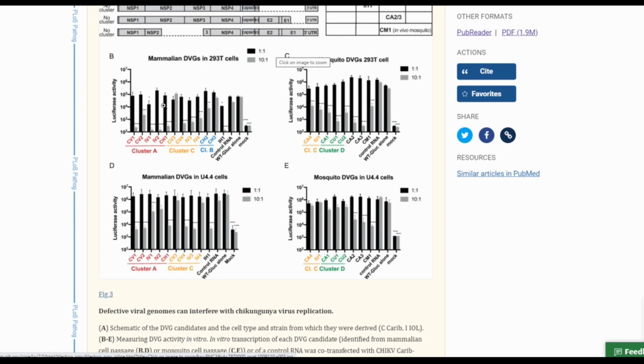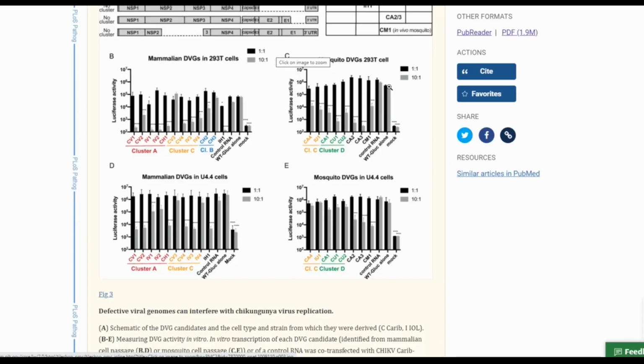Wild-type chikungunya virus transfected together with most DVG-encoding RNAs continued fluorescing strongly at 48 hours post-transfection, suggesting that most DVGs did not inhibit or reduce the replication of wild-type virus when they were transfected at a 1-to-1 ratio.